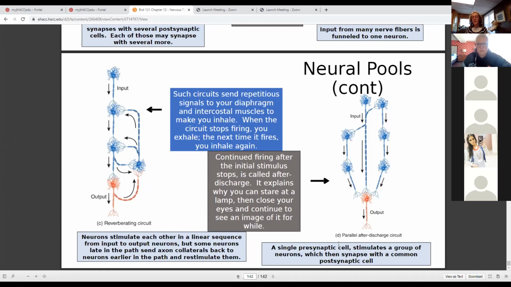A parallel after discharge circuit is where a single presynaptic neuron is going to stimulate a group of neurons, which then synapse with one common postsynaptic cell.